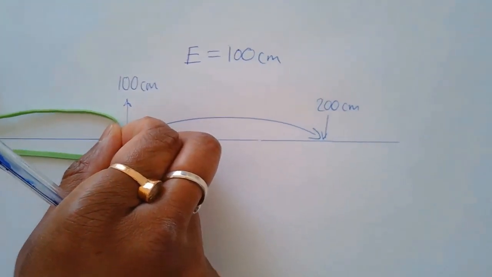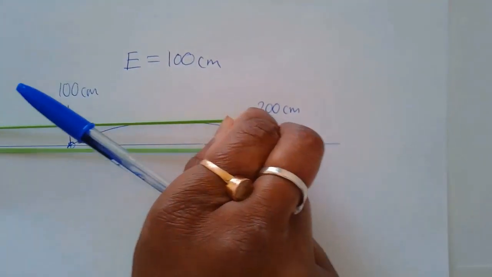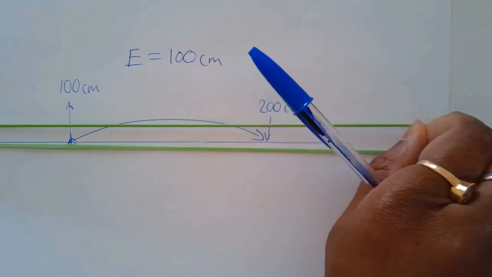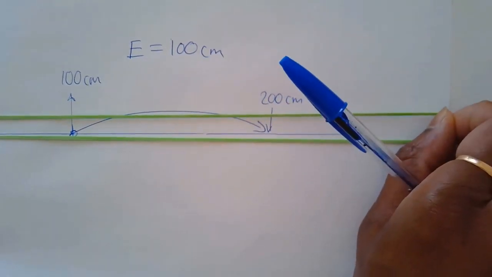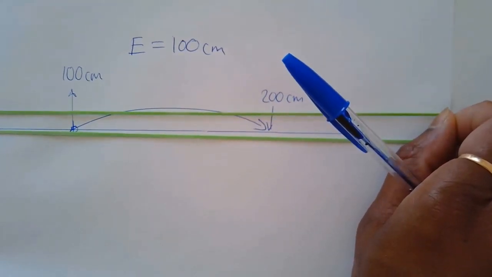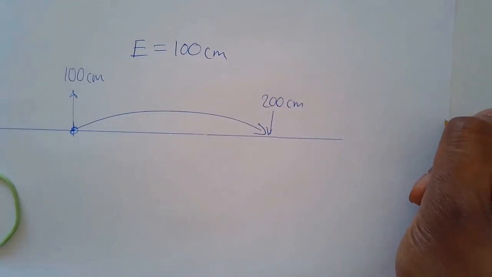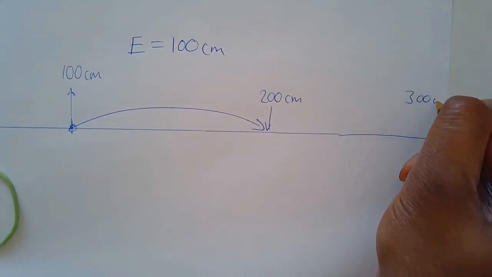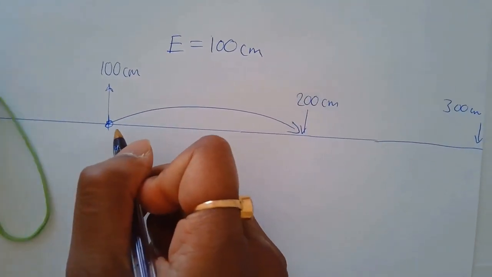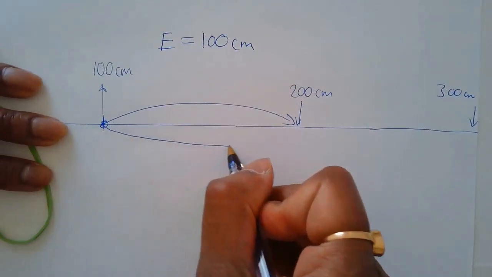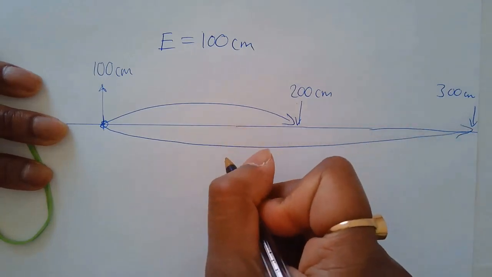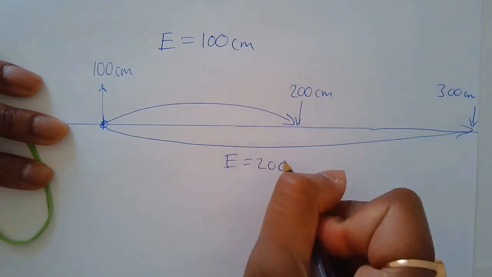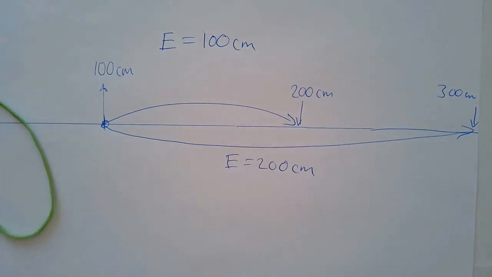And likewise, if I just take it further, and now it's 3 times its original size, here it's 300 centimeters. So the extension from here all the way to here is actually 200 centimeters. And that's what you saw in the video.